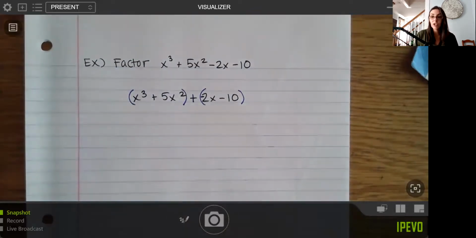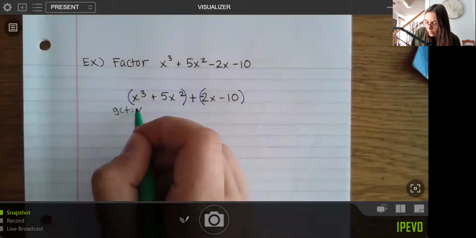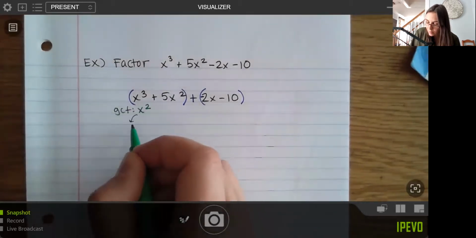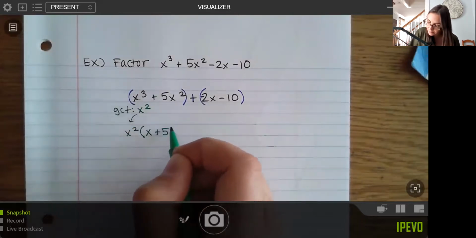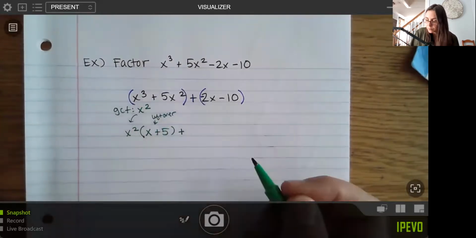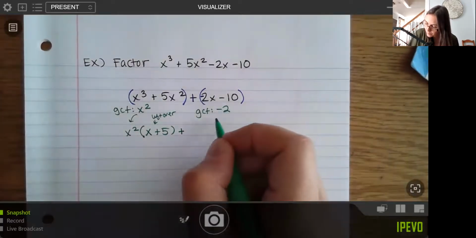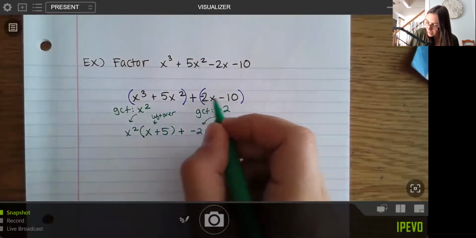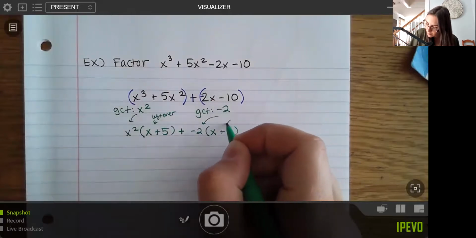Now what we did next is we found the GCF of each group. So our GCF here, if I look, they both have an x squared in common. So when I factor that out, the x squared goes on the outside, and then I have an x left here and a 5 left there. Okay, so that's the leftover. That plus sign now can come right down. And here, now notice that both of these do have negatives. So I want to use a negative 2 as my GCF, so I can factor that out. So when I divide out that negative 2, I'm left with just an x. And then here, 10 divided by negative 2 is positive 5.